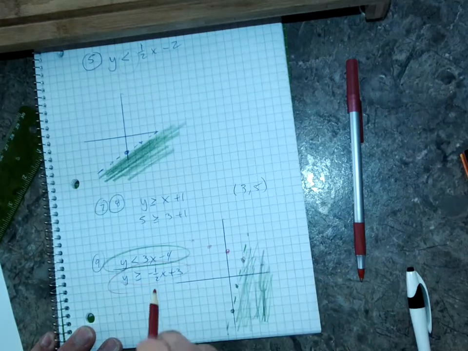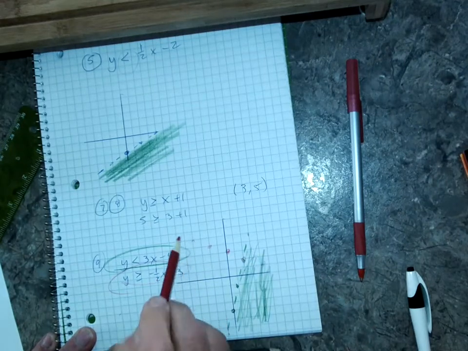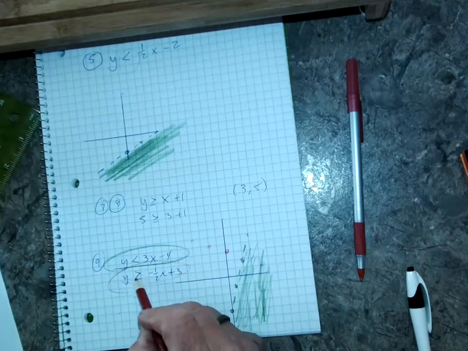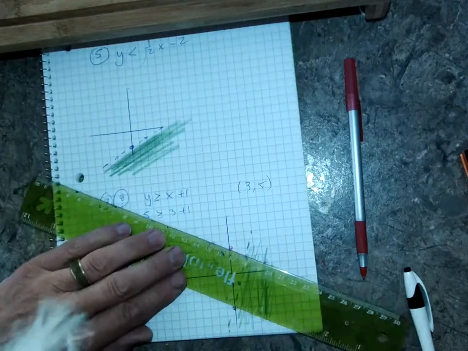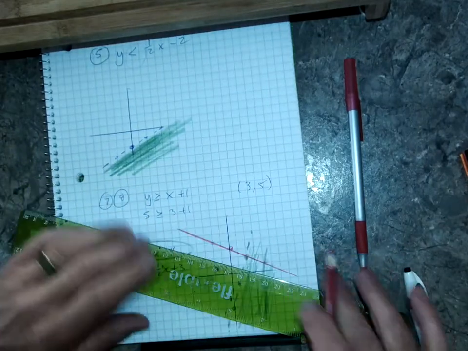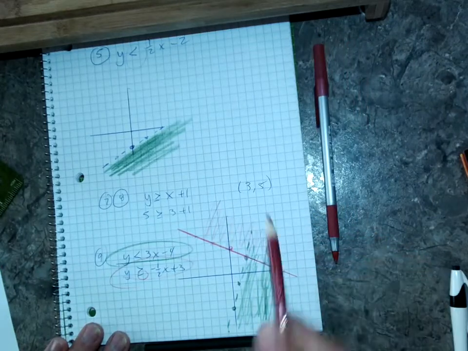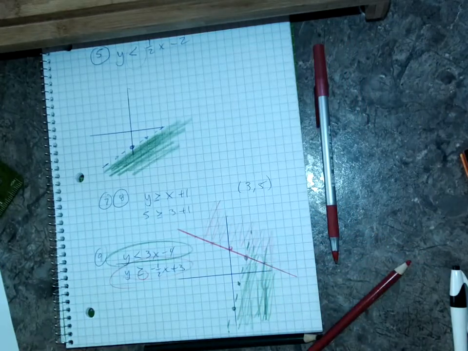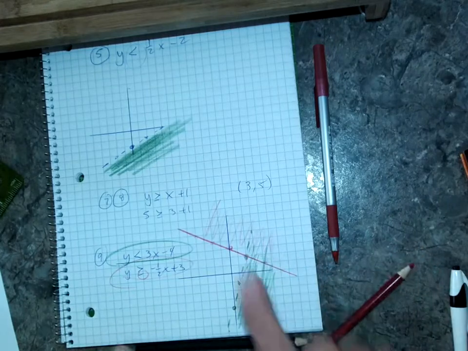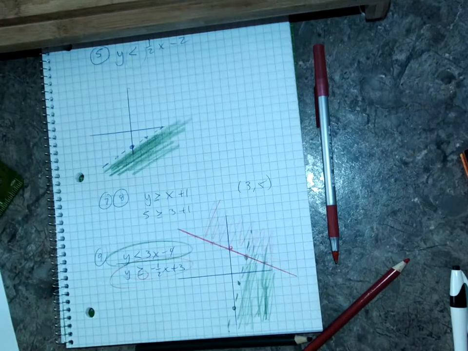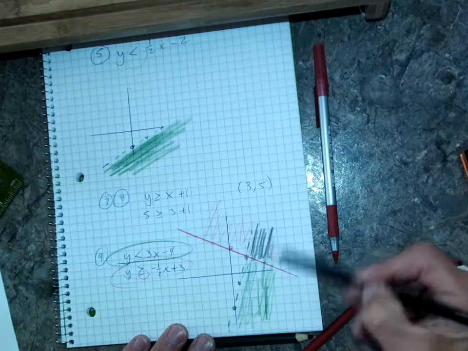Okay. And it's a solid line because it has a little equal sign there. Solid line equals line. Everything greater than is shaded above the line, where the 2 overlap is just in this region right there. That's the region I'm going to make darker than all the rest, because that's where all the solutions are.